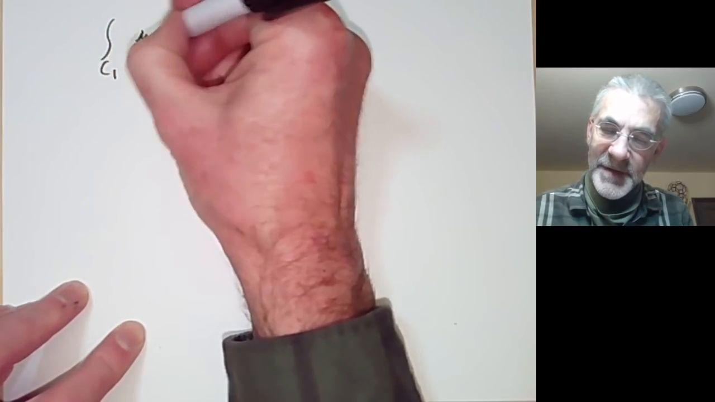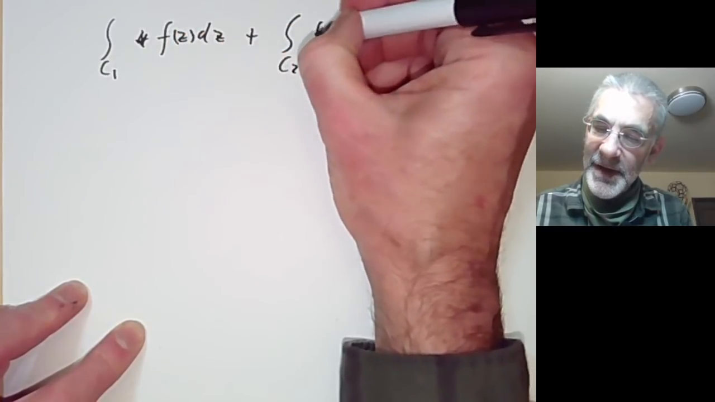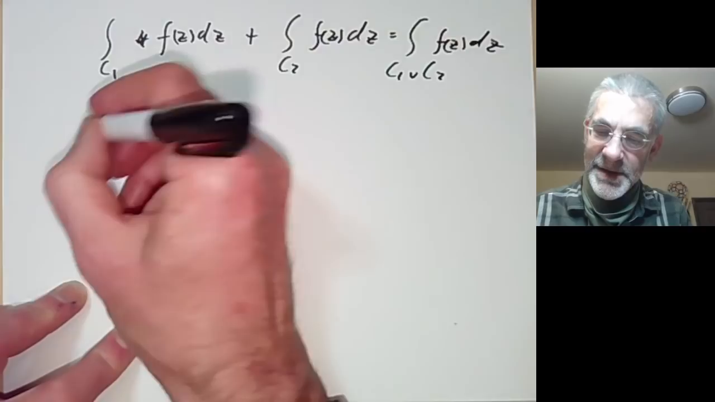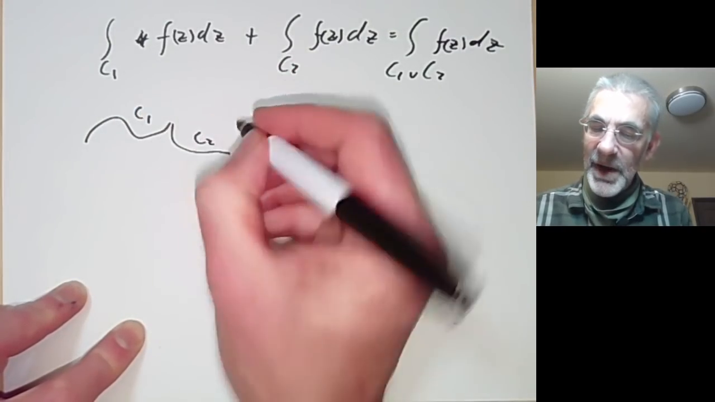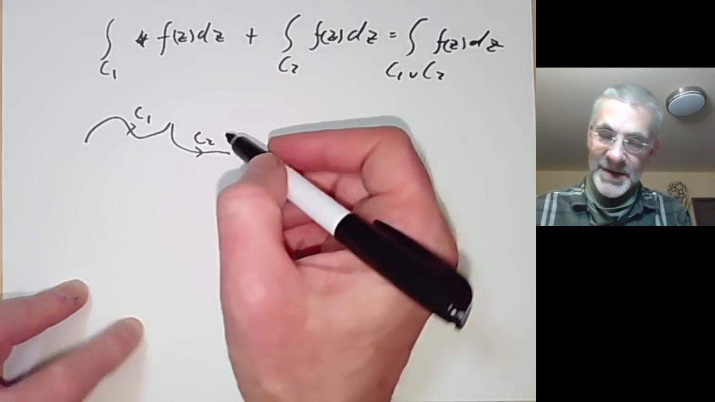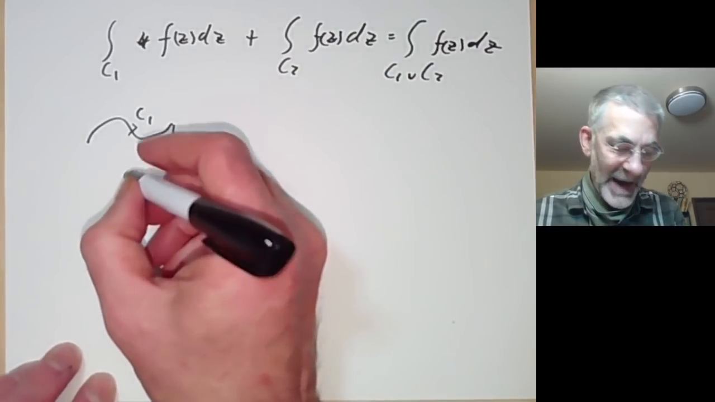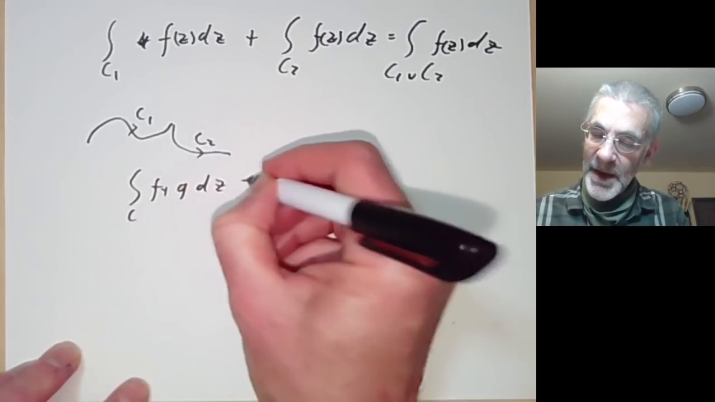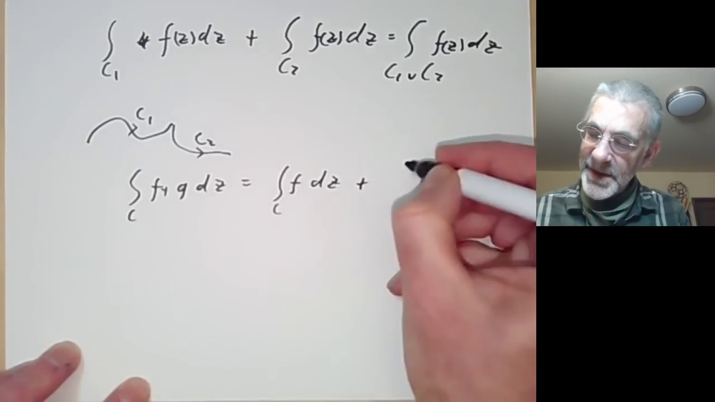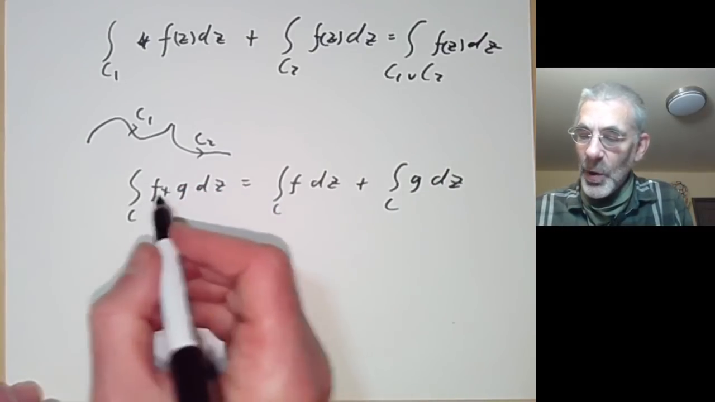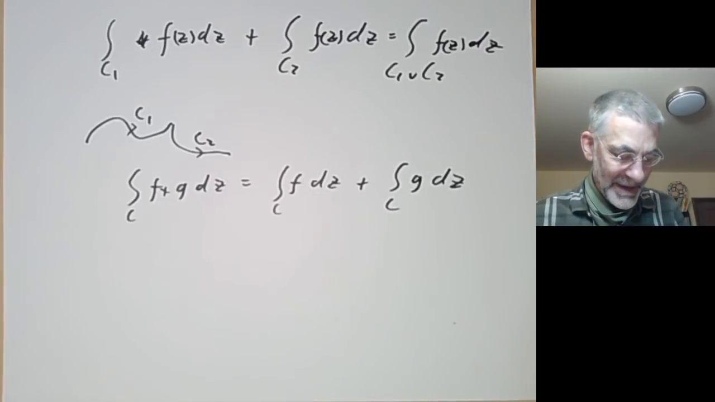There are some basic properties of integrals that are very much like real integrals. For example, the integral over C1 of f(z) dz plus the integral over C2 of f(z) dz is the integral over C1 union C2 of f(z) dz. Here C1 might look like this and C2 might look like this. It's almost obvious from the definition that if you combine two paths, you just get the sum of the integrals. The integral is also additive. The integral over c of f plus g dz is the integral of f dz plus the integral of g dz. And again, this is obvious because, for example, if you approximate the integral by a sum, all the sums are additive. So when you take limits, it's still additive.